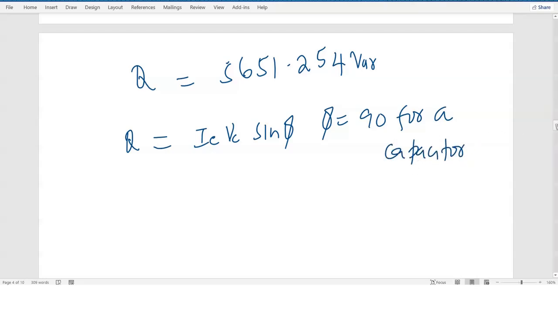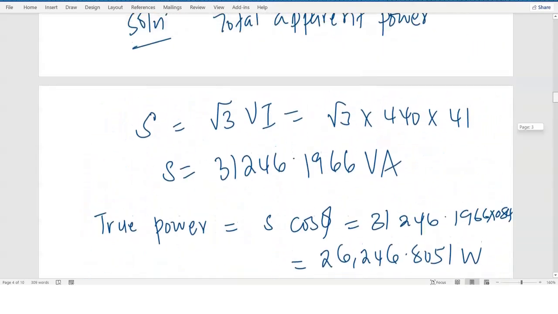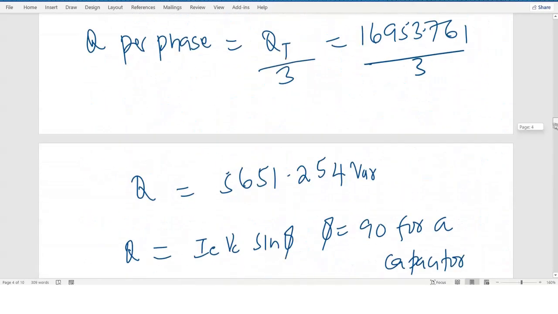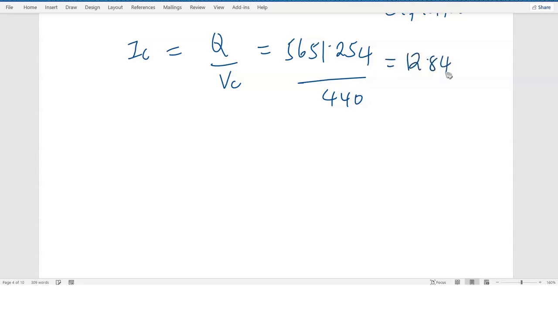So what does that mean? I can get IC, which is 2 divided by Vc. And this is going to be what? Remember, this is delta connected. So for delta connected, the phase voltage is the same as line voltage. So this is going to be 5651.254 divided by 440. So dividing by 440, I'll get the current as 12.844 amps.